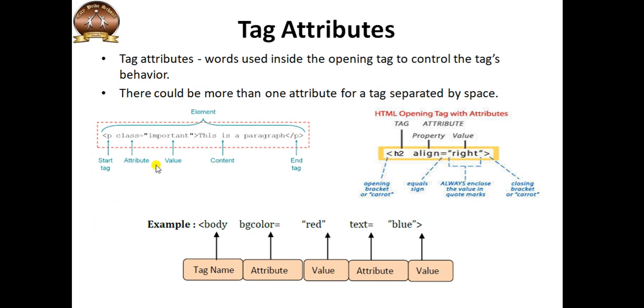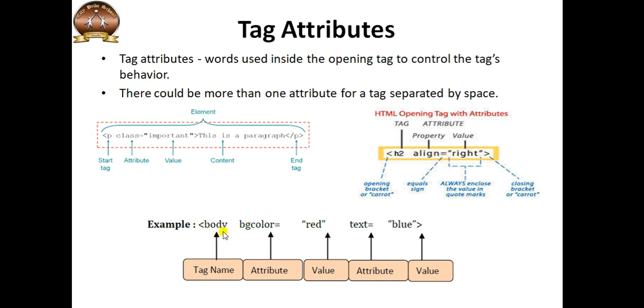As you can see here, the p tag. The p tag is the paragraph tag. Class equal to important is the attribute which is set. Another example, the easiest among them, is h2. h2 is the heading tag. This align equal to right is the attribute. Align tells that whatever we are going to write in this tag should be aligned to the right.